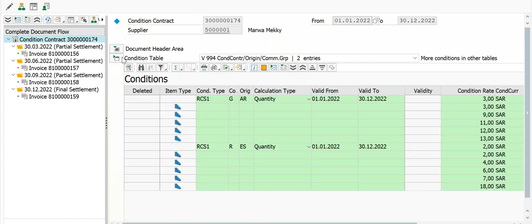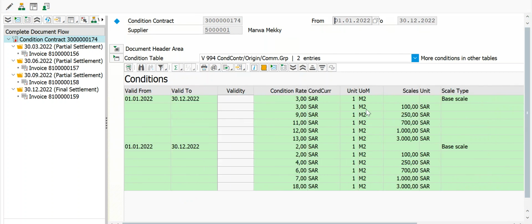Let's have a look at the condition tab. Okay, so in this area, the very first thing we maintain is the condition type, our commission, but at the level of condition contract, country of origin, and commission group. Here we are saying that when the country of origin is Argentina and the commission group is green, and the selling price is between 100 and 250, then our sales employee is deserving of a commission rate of 3 Saudi Riyal per 1 square meter.